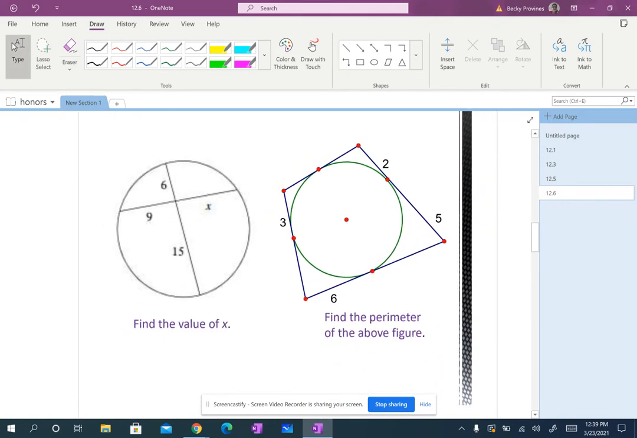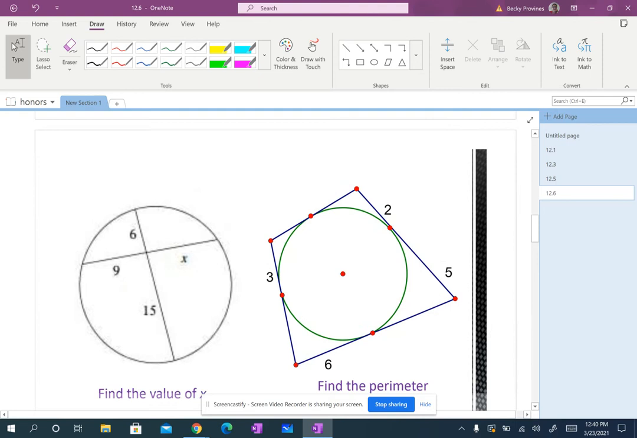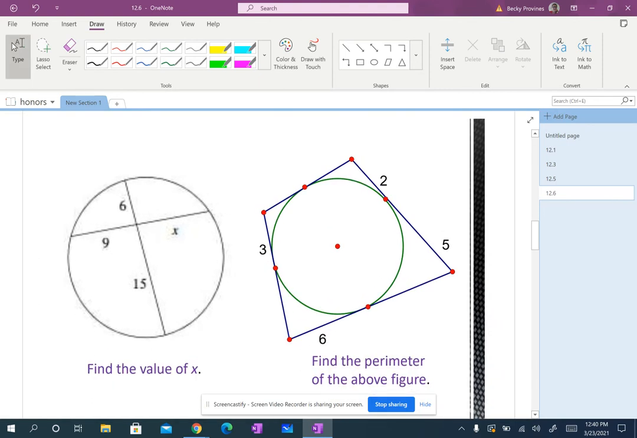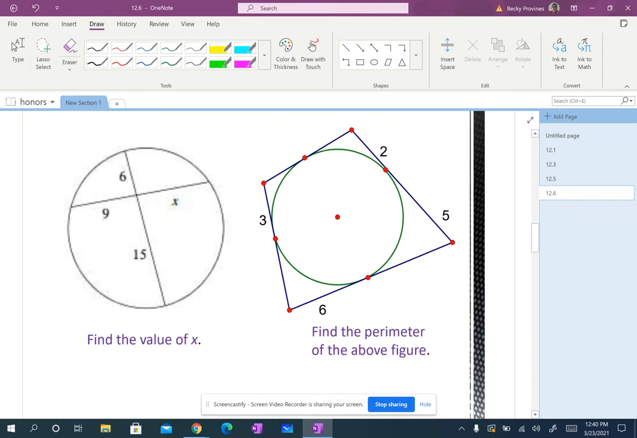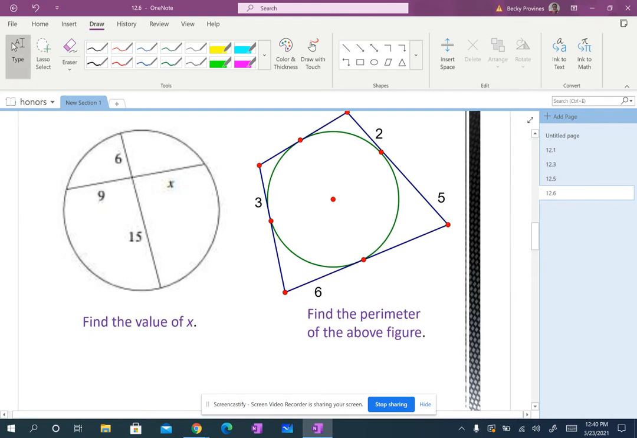All right, so it's all just practice problems. You just have to know how to use the theorems. The first one is what we just practiced. So 9 times x equals 6 times 15. Let's grab a calculator. 6 times 15 is 90. Oh, the answer is 10 again.